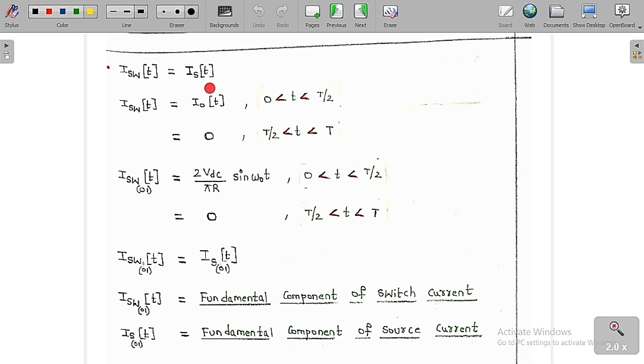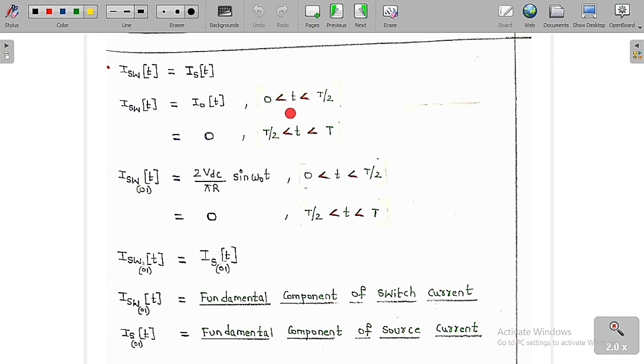The freewheeling diodes are not at all conducting for the pure R load. Therefore, whatever the switch current in S1 is equal to the current through the source. So I_S(t) is equal to I_SW(t). Therefore, I_SW(t) is simply equal to I naught for 0 < t < T/2.